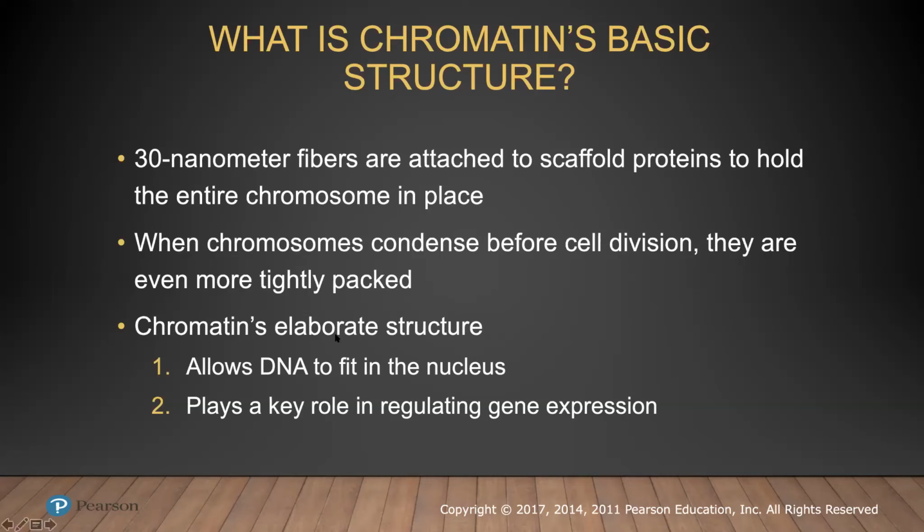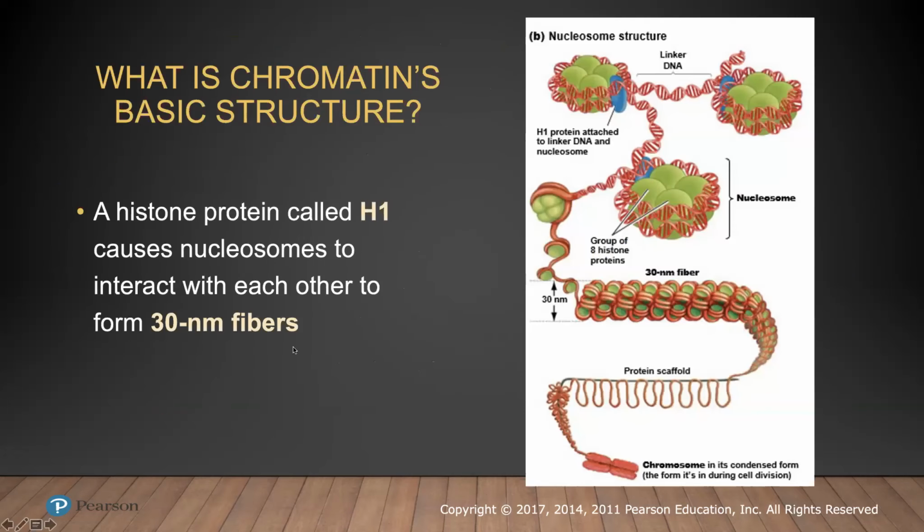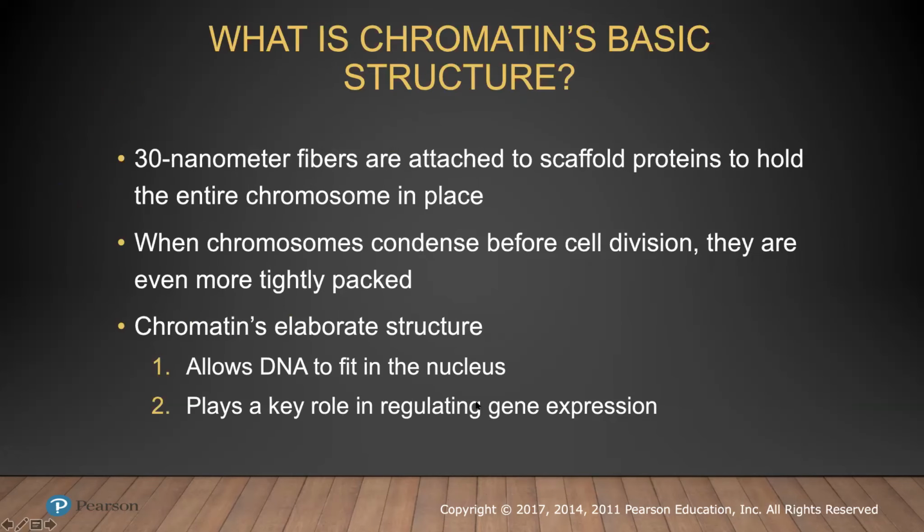So chromatin's elaborate structure, so using these histones, forming those nucleosomes, and then being able to form that 30 nanometer fiber is really what allows it to fit in the nucleus of a cell. We're also going to see that the way it folds, so if we go back, oops, go back to this slide, how it's folding here is actually going to play a key role in also regulating which genes are going to be turned on and turned off.